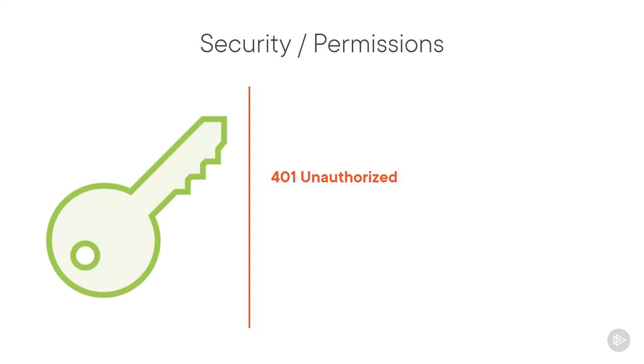It should really be called 401 unauthenticated, since that is what this status code actually indicates. A 403 forbidden means that the client typically is authenticated, so the server knows who they are, but the client does not have permission to access the resource in question.